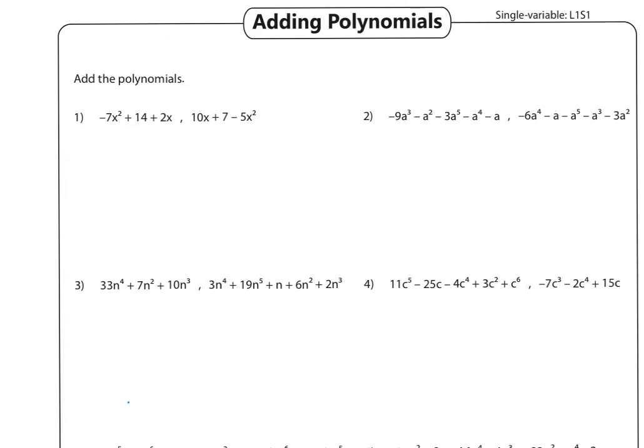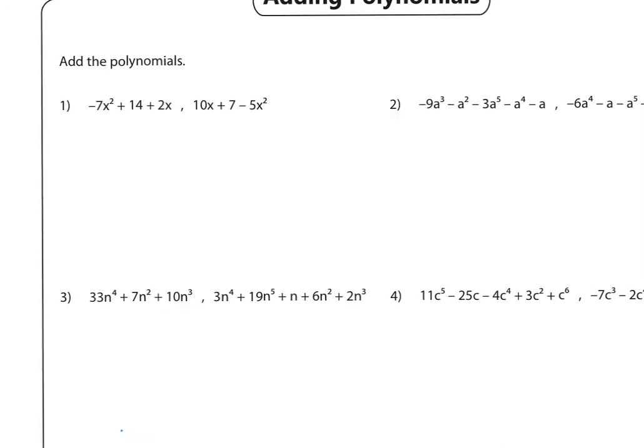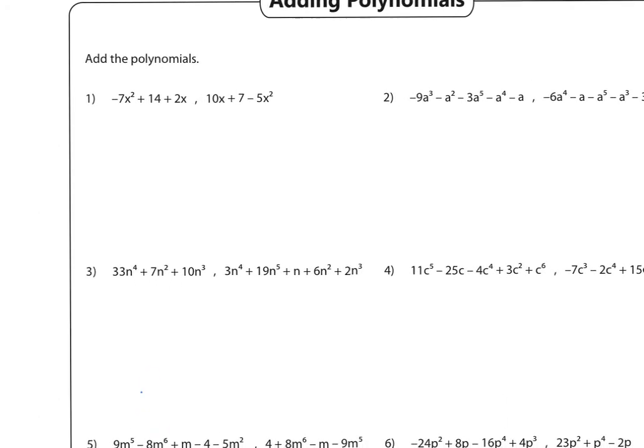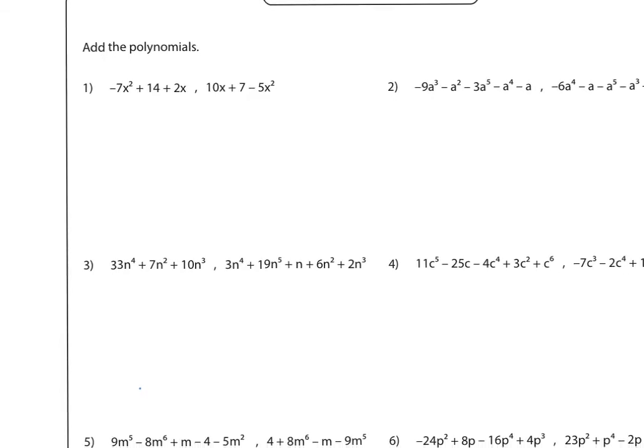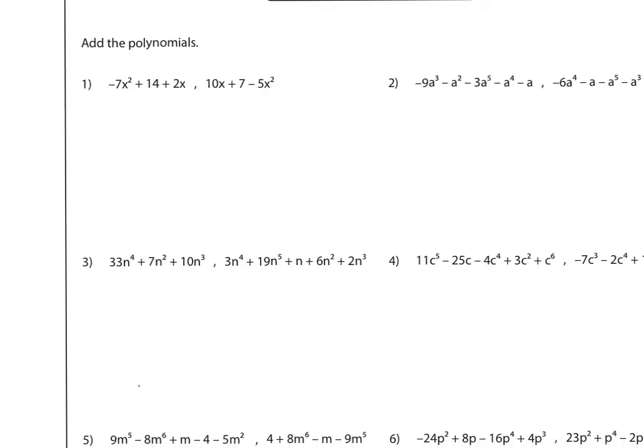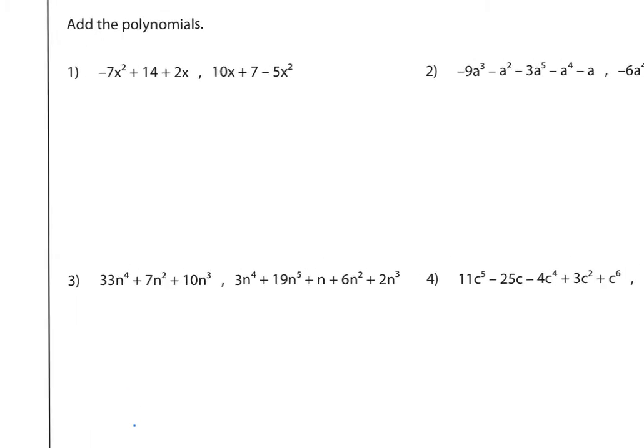Hello everyone. So we're going to learn how to add polynomials, and we have this example for problem number one here. So we're going to add this polynomial. We've got negative 7x squared plus 14 plus 2x. We're going to add it to another polynomial, which is 10x plus 7 minus 5x squared. Well, we can put it in standard form first.